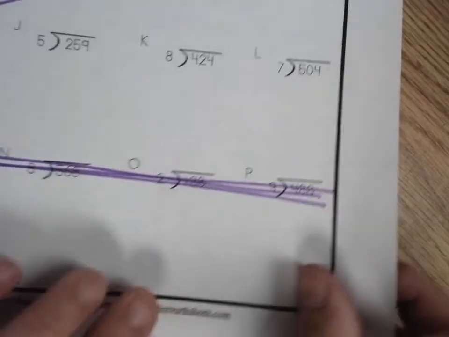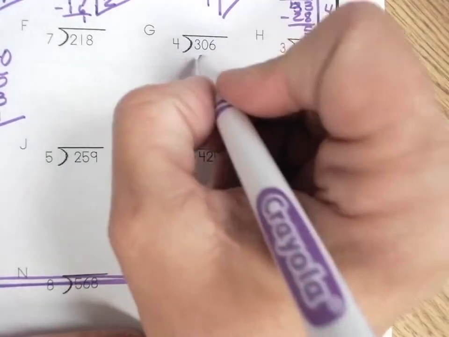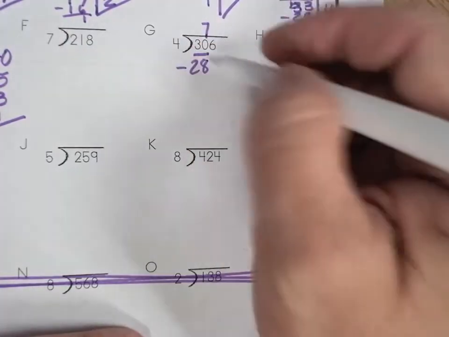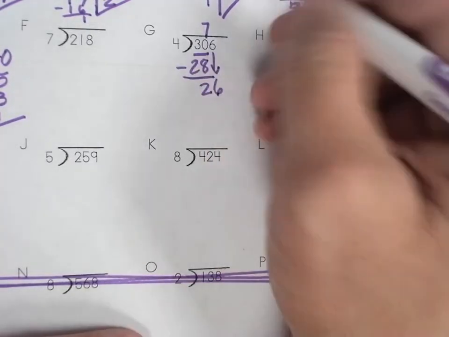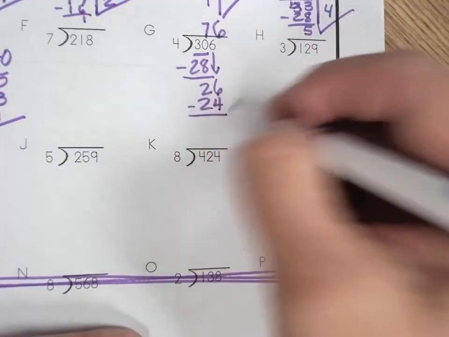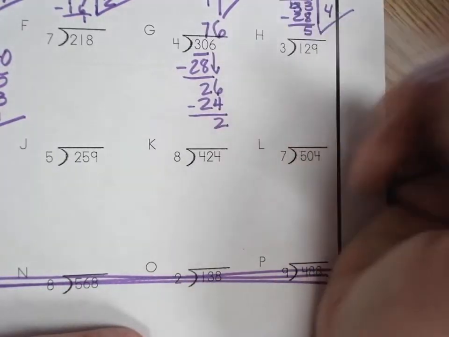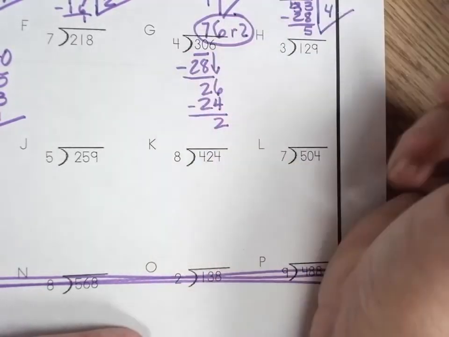And then, of course, we will have our standard algorithm, which I can show you on this problem. So 4 going into 30, 7 times. 7 times 4 is 28. 30 take away 28 leaves me 2. Bring down my 6. 4 going into 26, 6 times. 6 times 4 is 24. Subtract. 2 left over. Since 2 is less than 4 and there's nothing to bring down, I'm done. So my answer is 76, remainder 2.